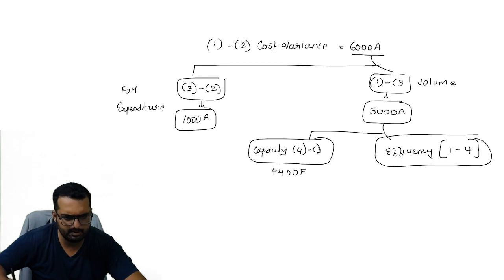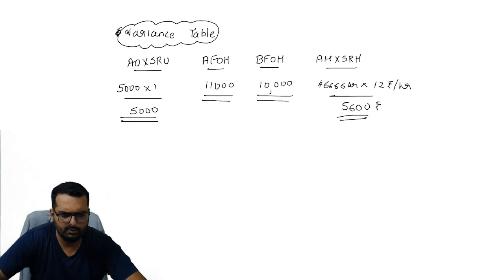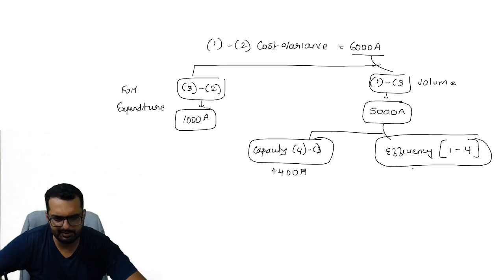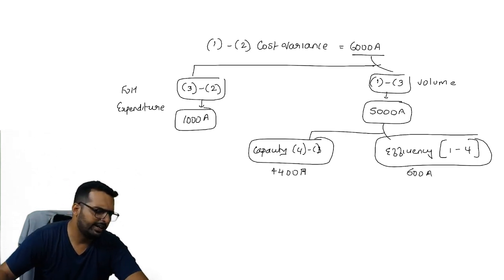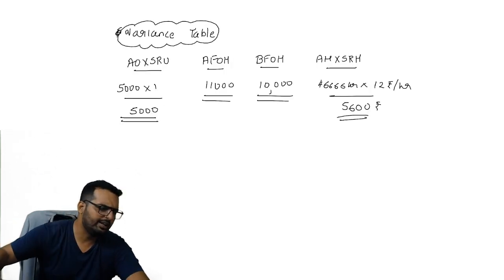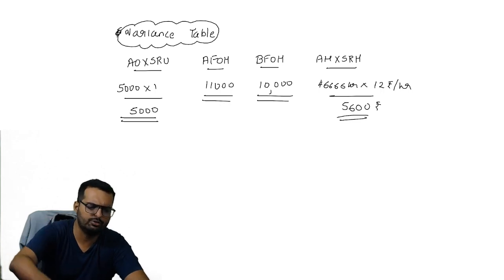I think it's favorable, right? 1 minus 4 will be 600. No, it's adverse. 4,400 adverse. 4 minus 3 adverse. And here it will be 600 adverse. Just write down this, then I'll tell you the logic. I'll give you in writing because this is the only tough part in standard costing.